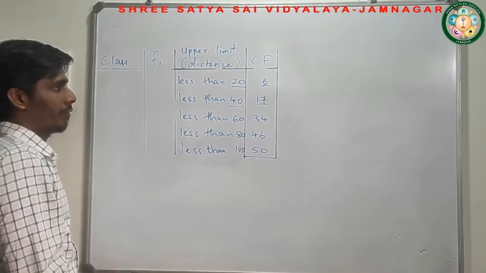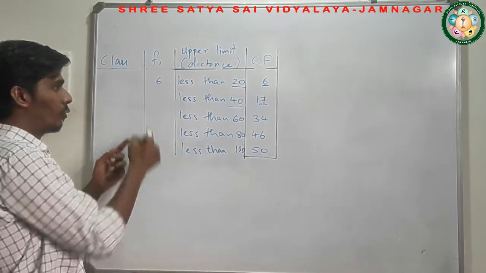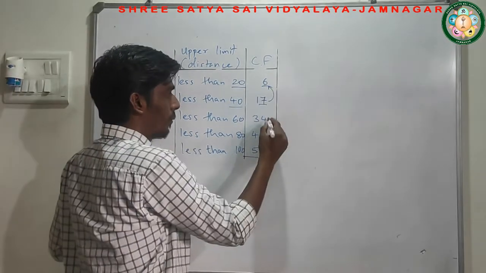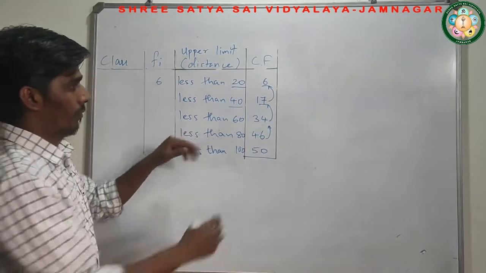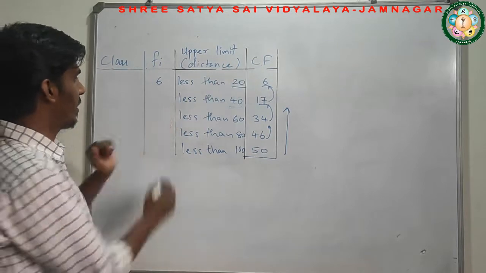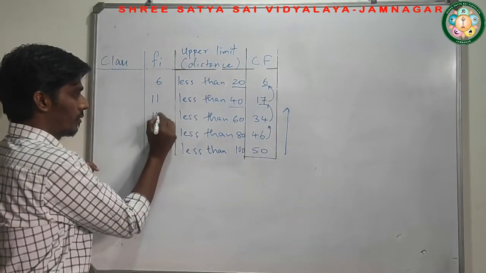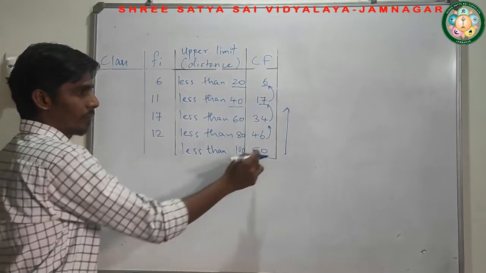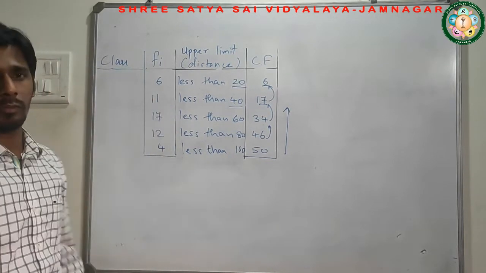To find fi, what do you have to do? Write down the first frequency as it is. Now to find the second frequency, I am going to subtract this 2, then subtract this 2, then this 2. So from bottom to top I have to subtract. So 17 minus 6 is how much? 11. 34 minus 17 is 17. 46 minus 34 is 12. 50 minus 46 is 4. So these are our frequencies.